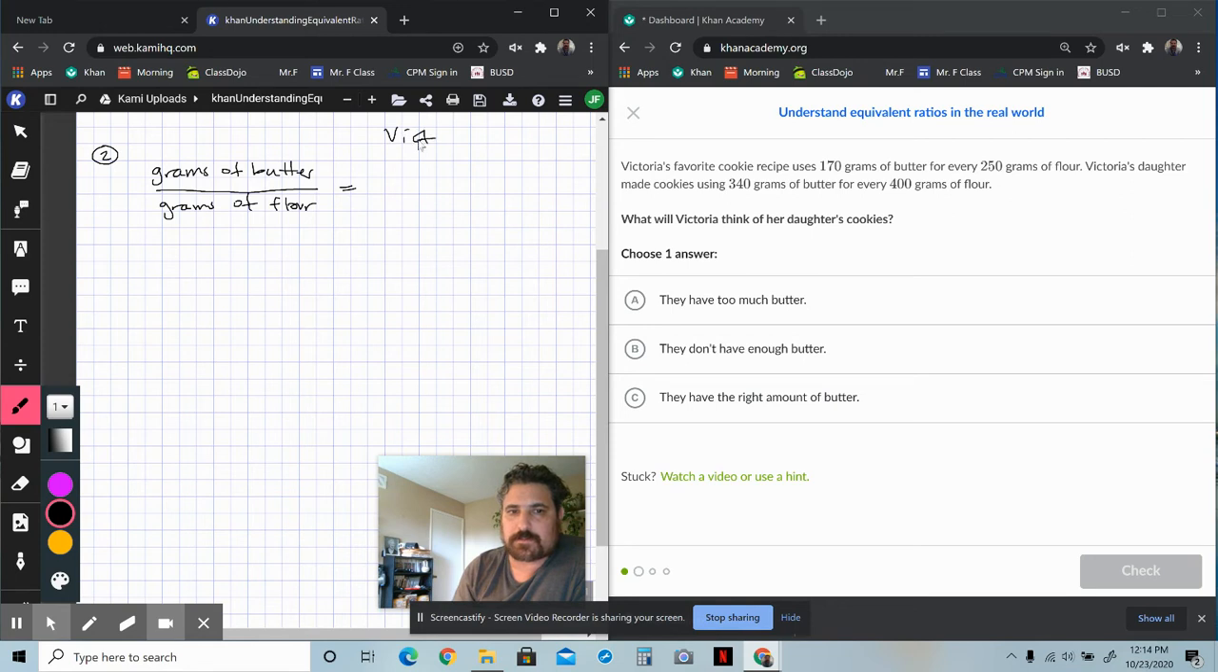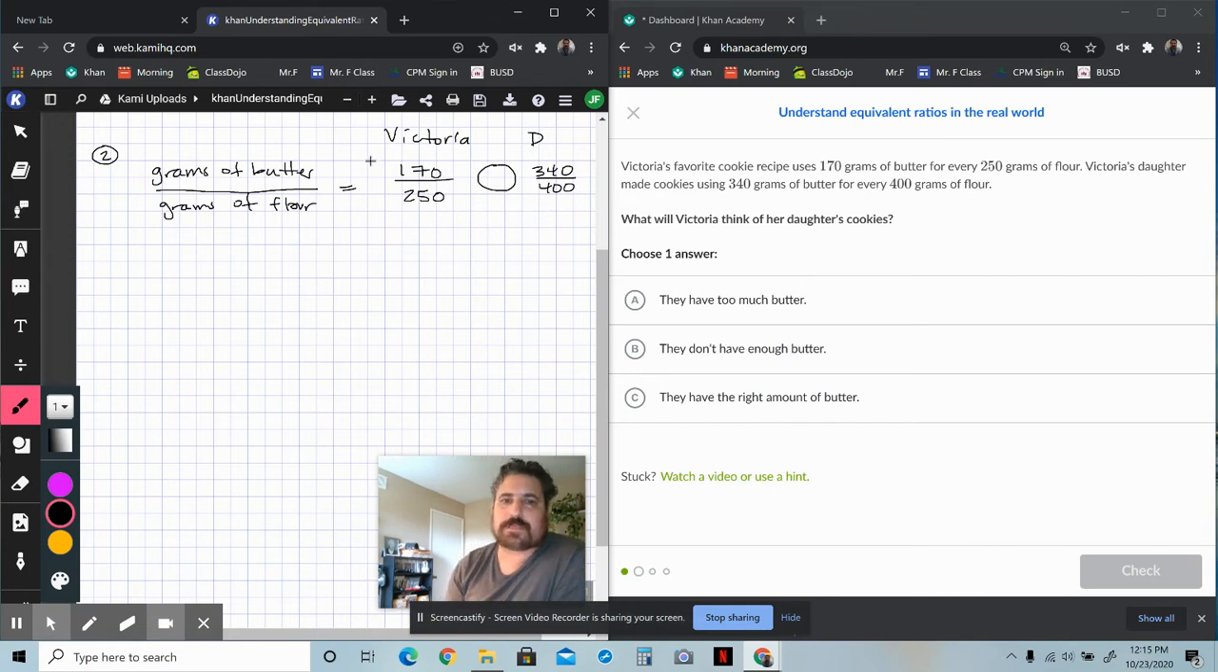Victoria is our first ratio we're looking at. Let me write this a little bit nicer for you guys. I know it's a little slower, but I want to make sure that I write it clearly for you. So there's Victoria, and hers is 170 to 250. So 170 grams of butter for every 250 grams of flour. And by writing this out over here, I don't need to rewrite those details here because I already have them, right? But then over on the other side here, we're going to compare that to her daughter, so we'll just put D for her daughter. And her daughter likes 340 grams of butter for every 400 grams of flour.